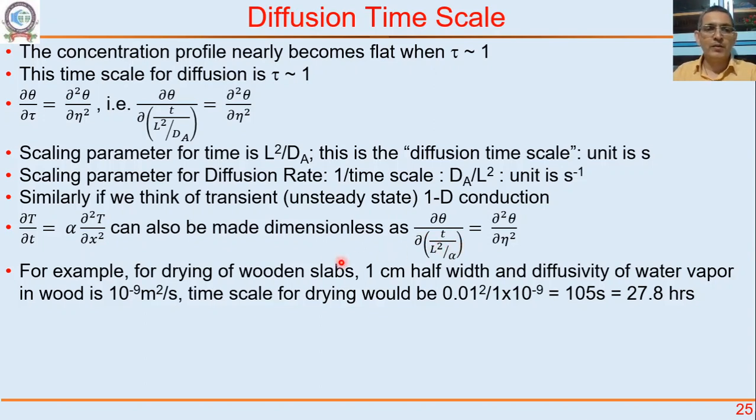So if you want to dry wooden slabs of 1 centimeter half width, and the diffusivity of water vapor in the wood is, let's say, 10 raised to minus 9 meter square per second, the time scale for drying would be L square by diffusivity, L square being 0.01 square, divided by diffusivity.